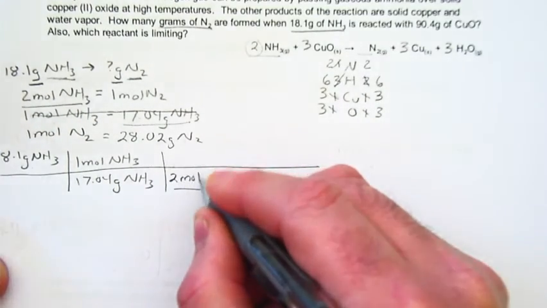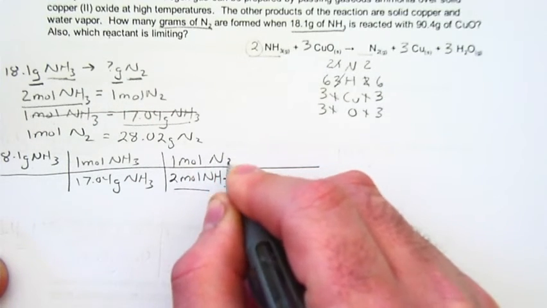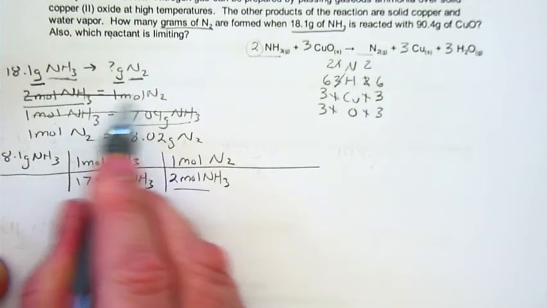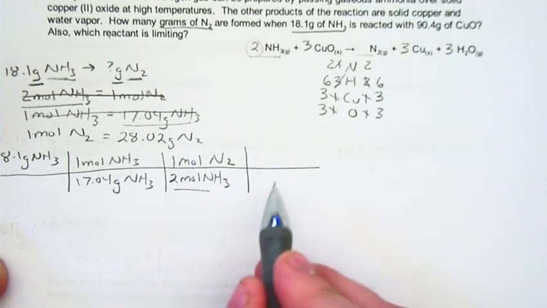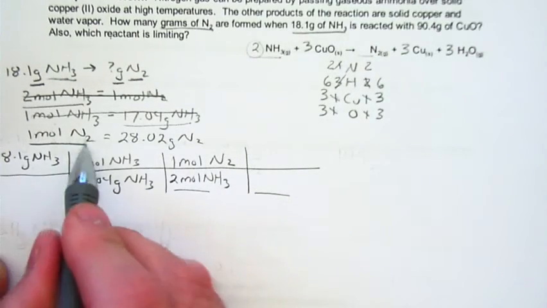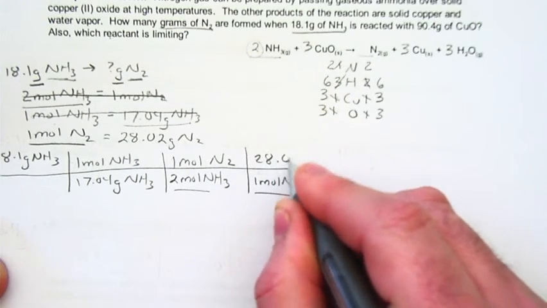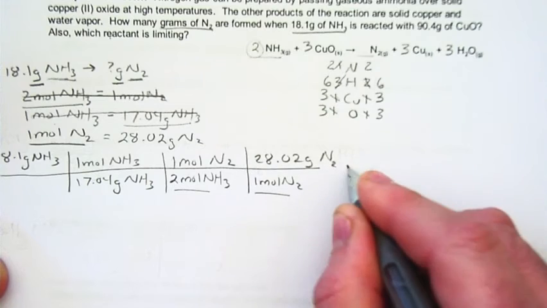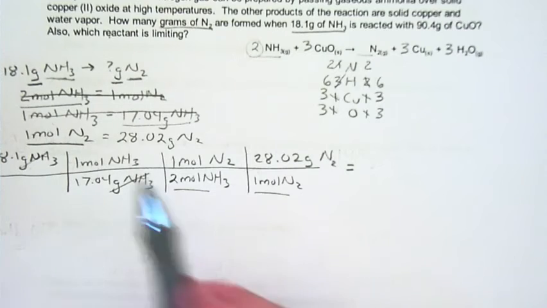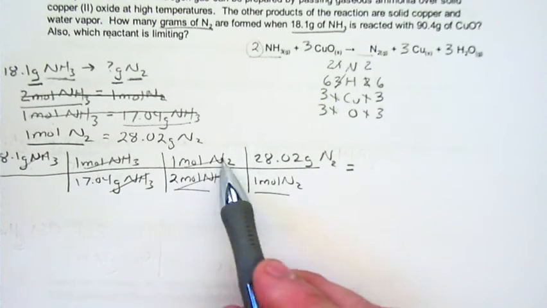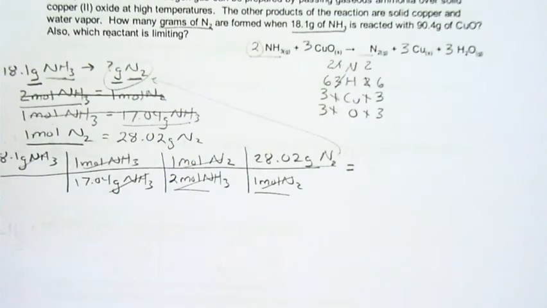I put 2 moles of ammonia, and it's equal to 1 mole of nitrogen. I cross that one out, and now I have one more vertical line. I have moles of nitrogen here, so I need moles of nitrogen there. I'm going to use these right here, and that's 1 mole of nitrogen is equal to 28.02 grams of nitrogen. I make sure everything cancels out. Grams of ammonia, grams of ammonia, moles of ammonia, moles of ammonia, moles of nitrogen, moles of nitrogen. Leaves me with grams of nitrogen, which is exactly where I want to end up.